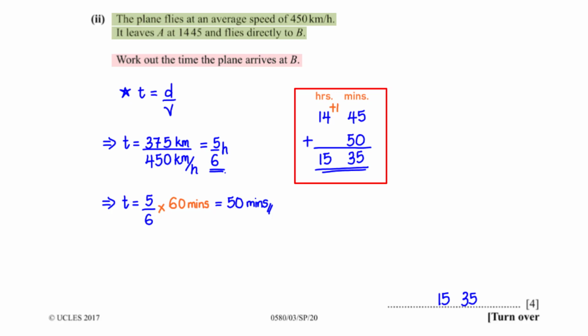In the minutes column, 45 plus 50 is 95. 60 minutes is 1 hour, so we carry over 1 hour to the hour column and leave the remaining 35 minutes in the minutes column. In the hour column, 14 plus 1 is 15, and so the plane's arrival time is 15:35.